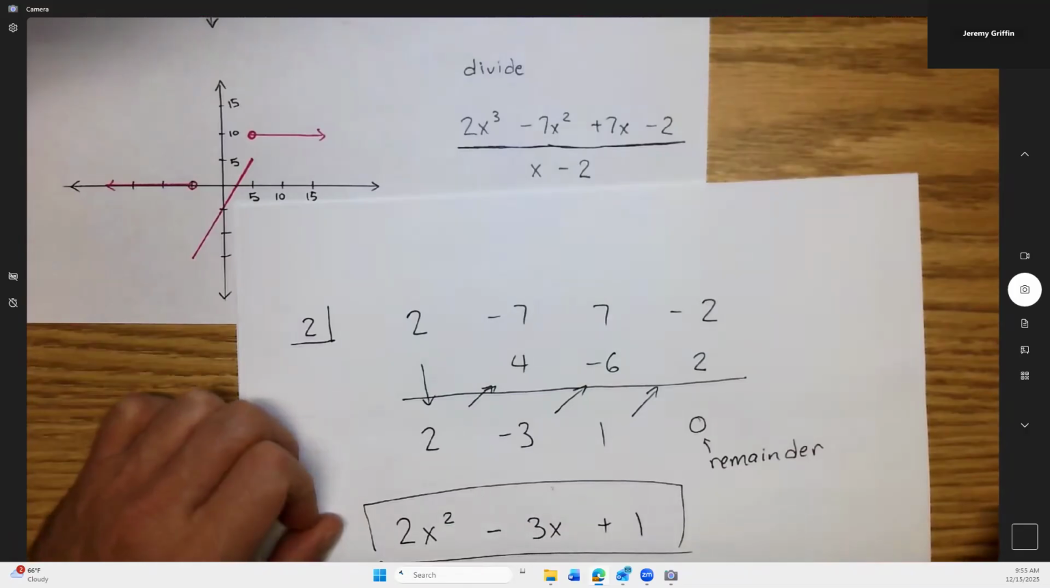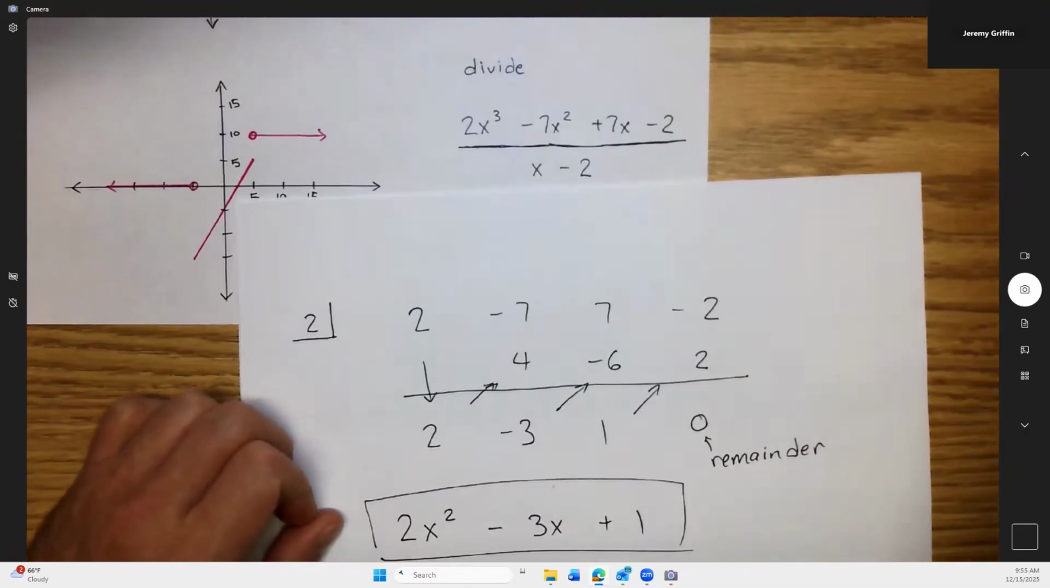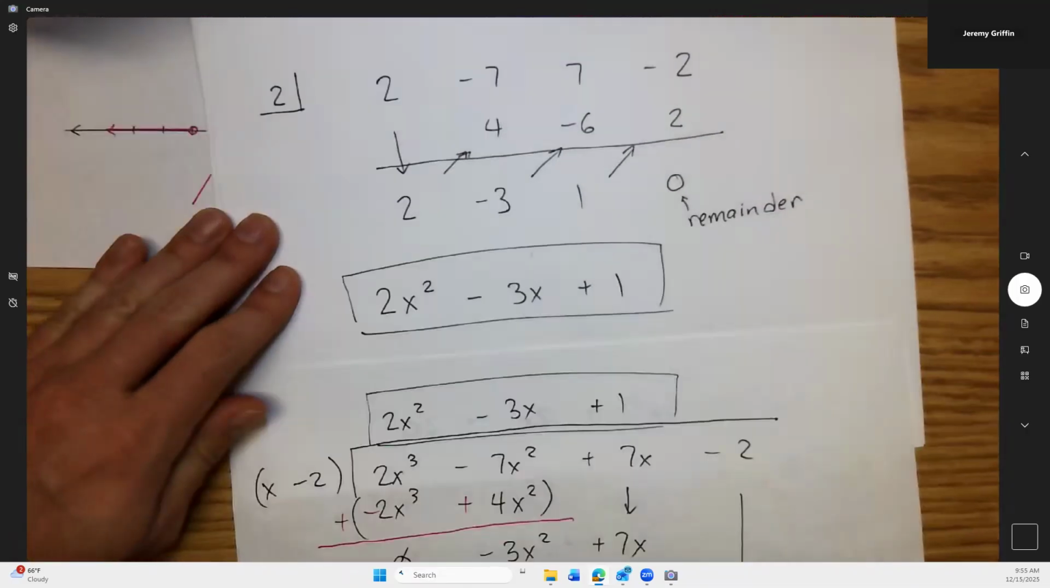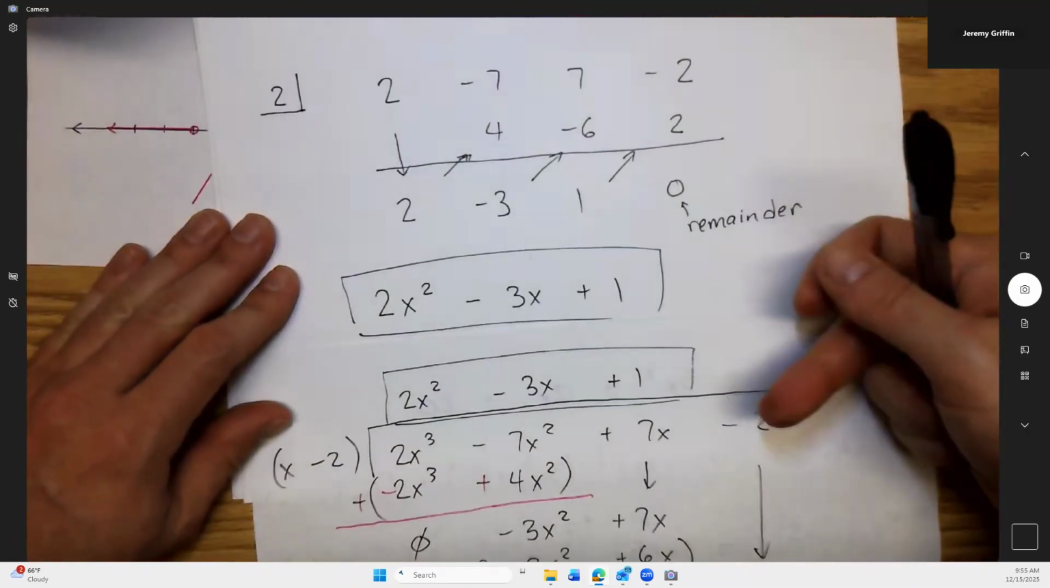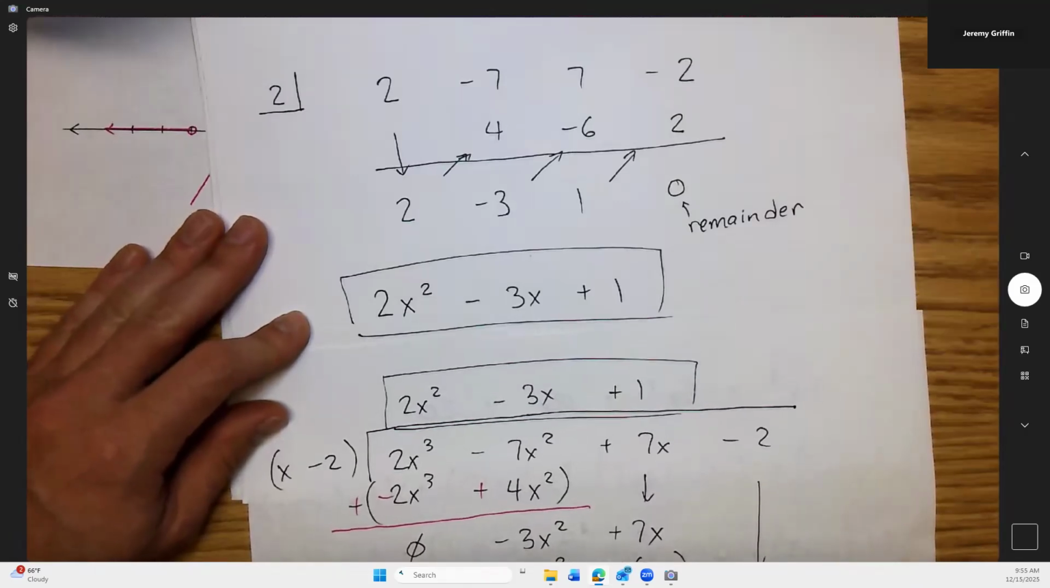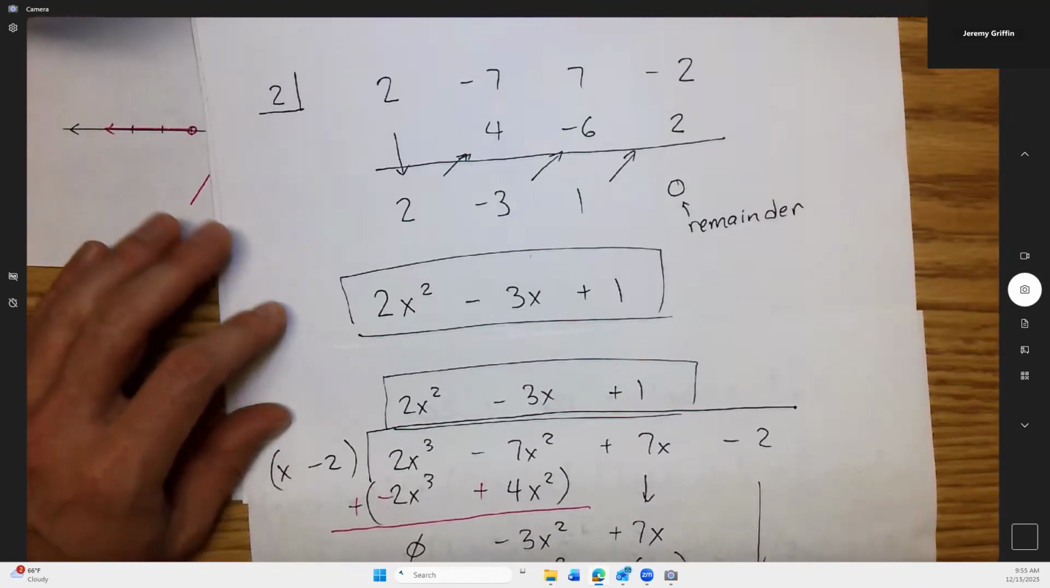Is that the answer right there? Good? Wait, is that what we got before? Here's what we got with long division. Yeah! It's the same thing! Here's long division. Here's synthetic division. It's the same thing. Can you guys know at least one of those processes by the time the midterm rolls around?